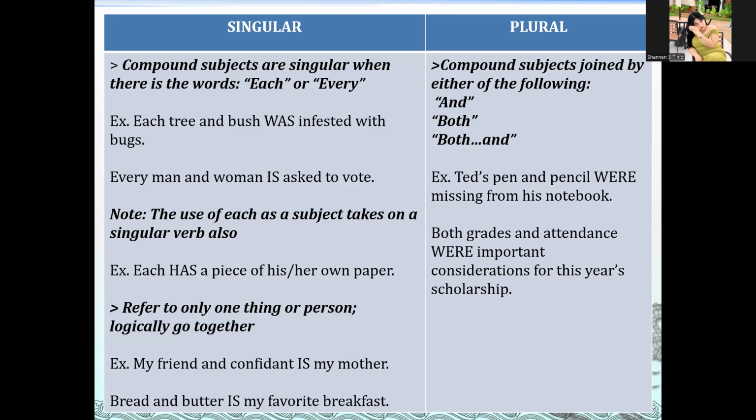Okay, so let's take a look at the examples. Each tree and bush was infested with bugs. Why did we use "was"? Kasi merong each, okay? Such as, same with every man and woman is asked to vote. Pero, all, pag binago natin, tinanggal natin yung every: all men and women are asked to vote. But since we have every, it becomes a singular form. Okay, you have to use a singular form of the verb.